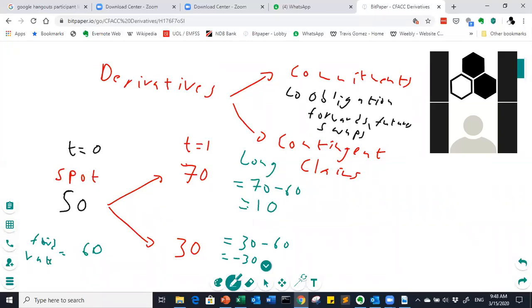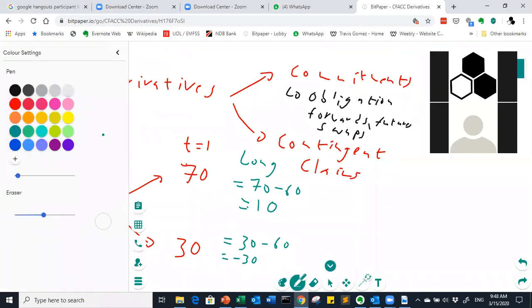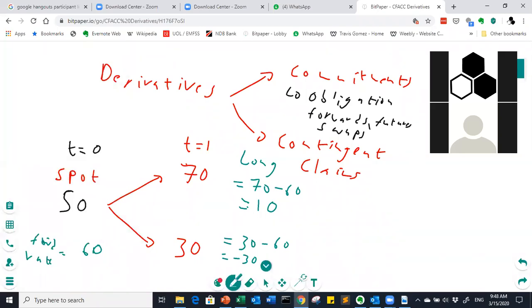Okay. So when it comes to these commitments like a forward, the key characteristic is that you are obliged to go ahead with this. Whether you like it or not, you need to go ahead with the transaction. So if the price had gone to 70, you're happy about it because you're getting a gain of 10. If it had fallen to 30, you don't like it, but you still need to go ahead with it, and you would get a loss of minus 30. So the obligation that you face means that you don't have a choice. You have to go ahead with this whether you like it or not.